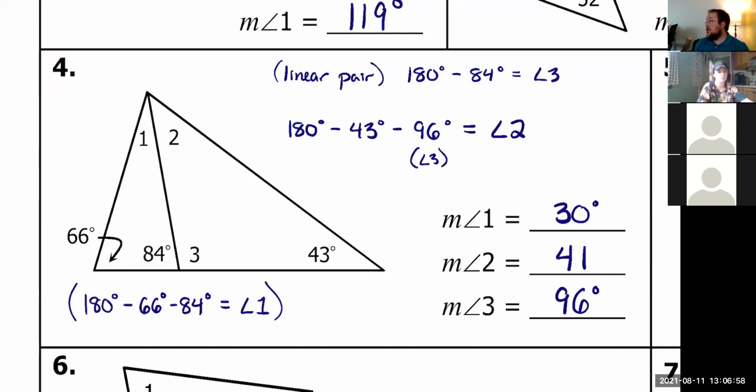So that's not the only path we could have taken. There were some other ways we could have worked our way around there, maybe a different order to find some of those angles. But go with what you're comfortable with. Me, I always look for the big triangles. I always look for linear pairs. Linear pairs are pretty quick to spot. But just work your way through it.